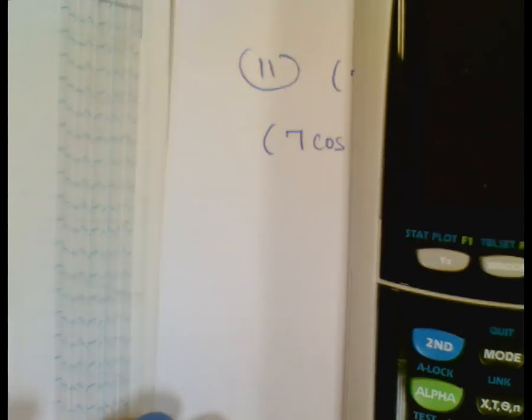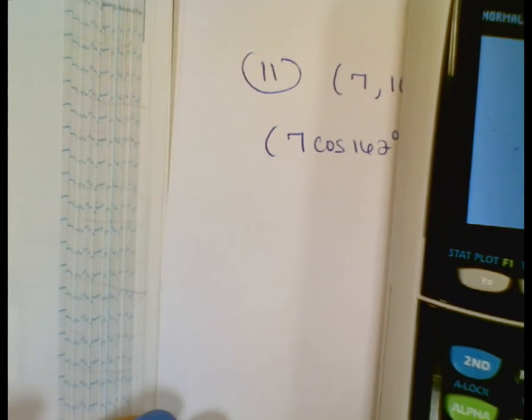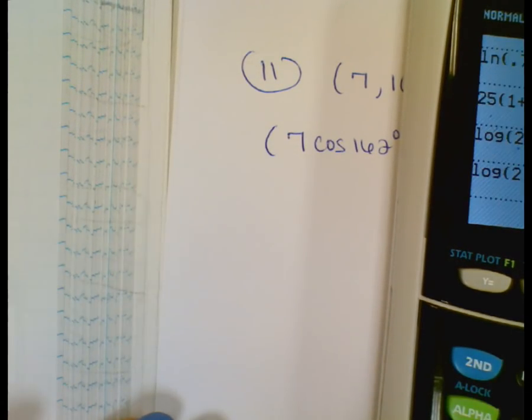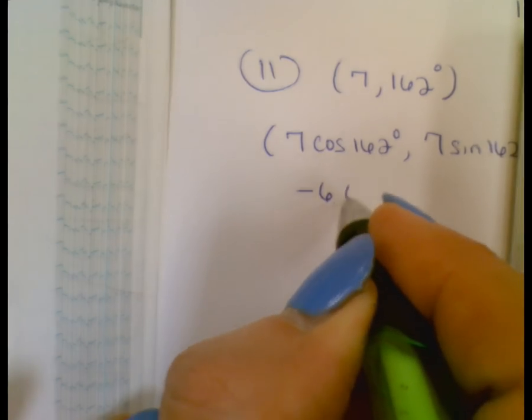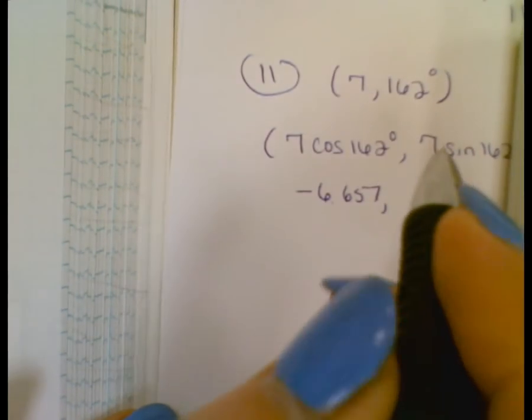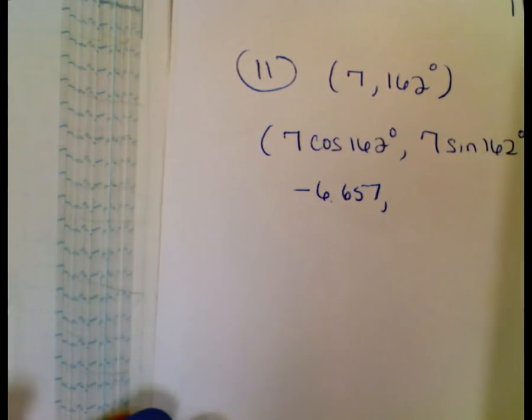So let's make sure we're in degrees. We are. Clear this out. So we have 7 cosine of 162. And we have 7 sine of 162. So our answers are negative 6.657.